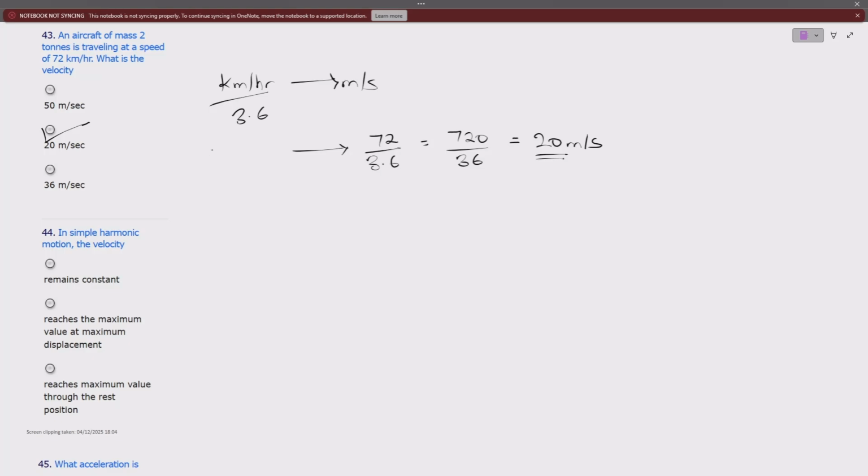In a simple harmonic motion, the velocity reaches the maximum value through the resting position.